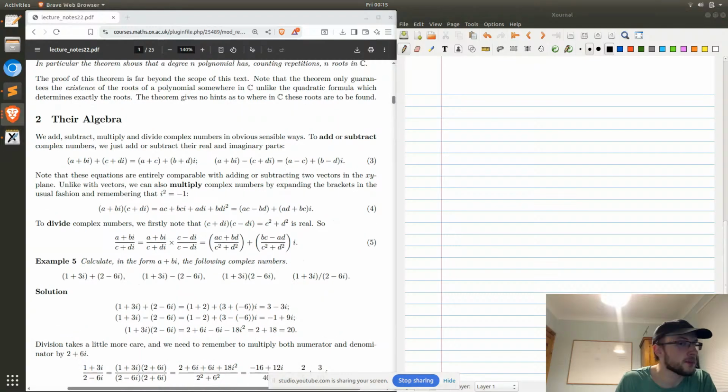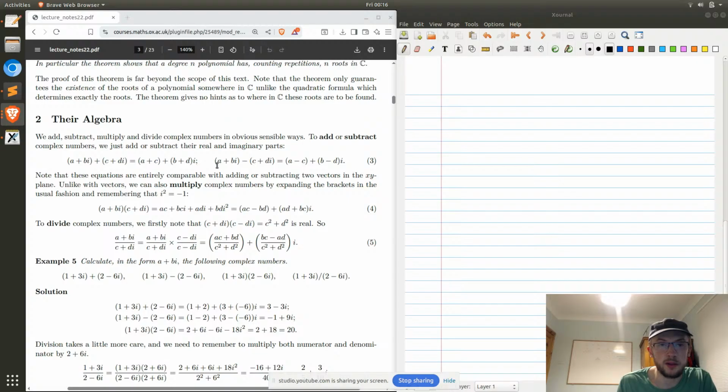Section 2. We're going to look at their algebra. We add, subtract, multiply, and divide complex numbers in obvious, sensible ways. To add or subtract complex numbers, we just add or subtract their real and imaginary parts. As you can see, a plus bi plus c plus di: we add the real parts together to get the real part of the sum, and we add the imaginary parts together to get the imaginary part of the sum.